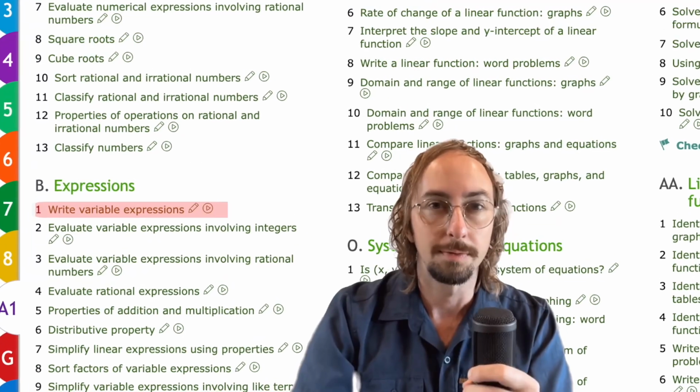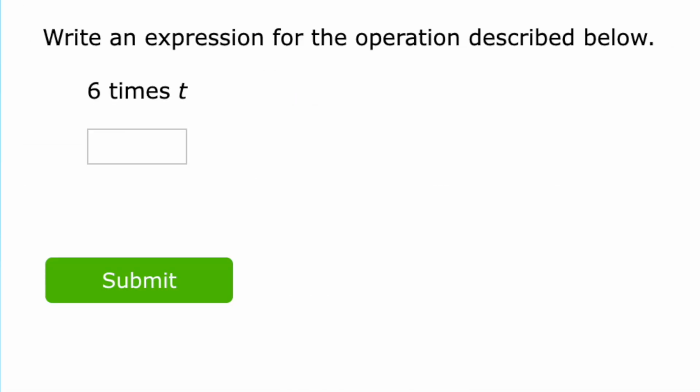Here's what you need to know before you dive into B1. Write an expression for the operation described below, 6 times t. Well, when multiplying a number by a variable, you don't actually need any symbols, so you can just answer 6t.